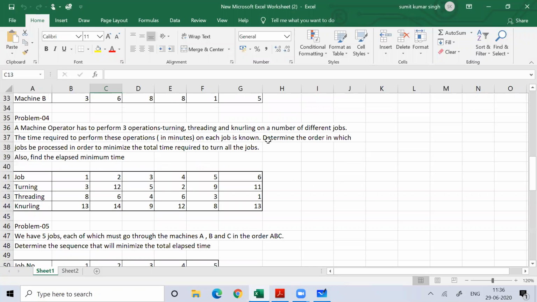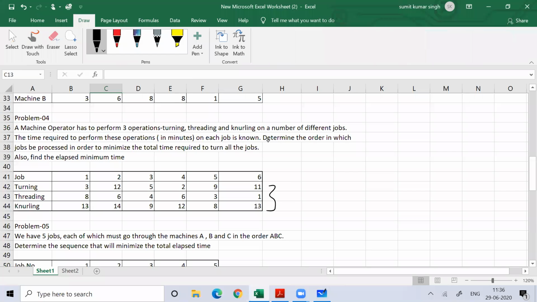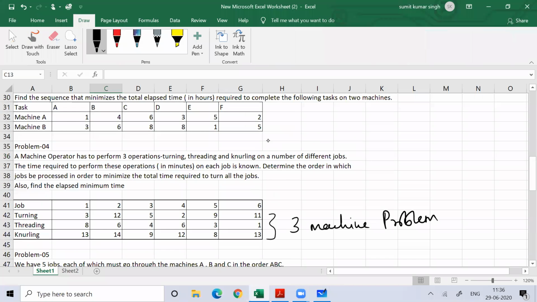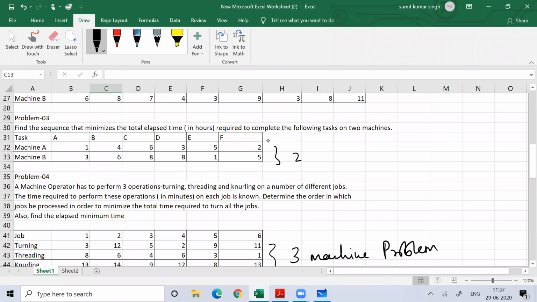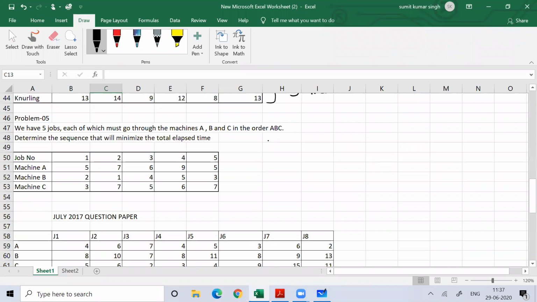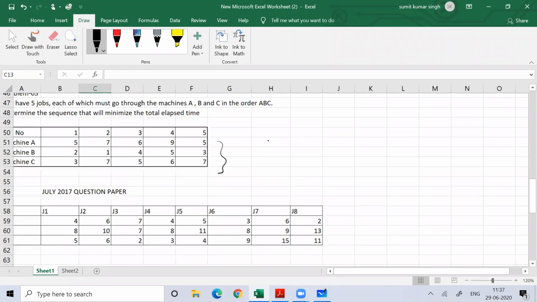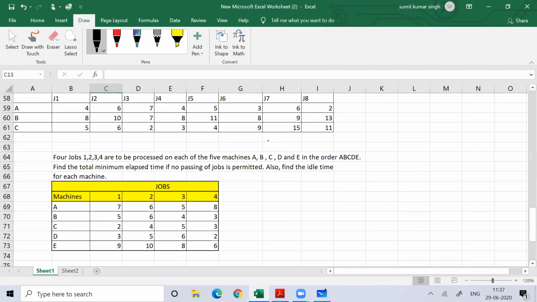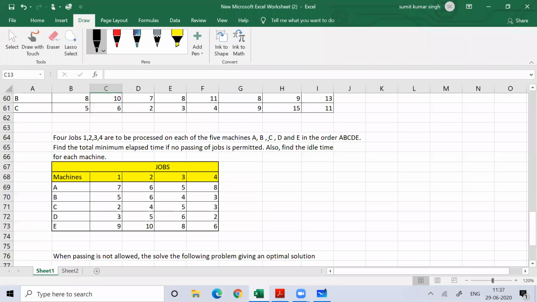You can see this is the kind of three machine problem. We had done the three machine problem. Before that, we started our discussion on two machine problem, then we talked about three machine problem. Now in today's class, we'll talk about n jobs and k machine problem.